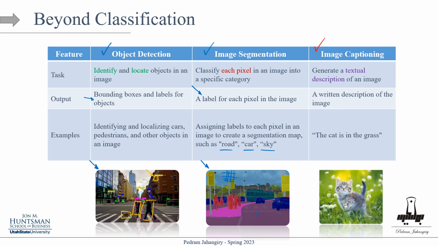Okay, so as the name suggests, the task is to generate a textual description of an image. So the output is going to be a written description of the input image, right? So for example, this is the input image, and the output is going to be "the cat is in the grass."